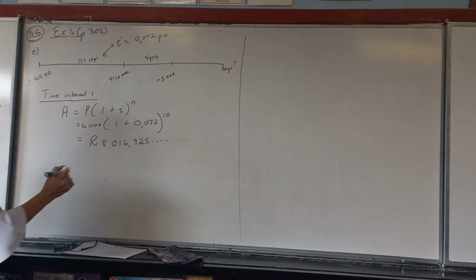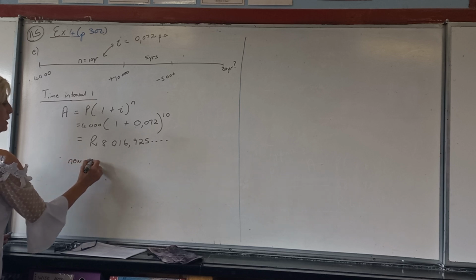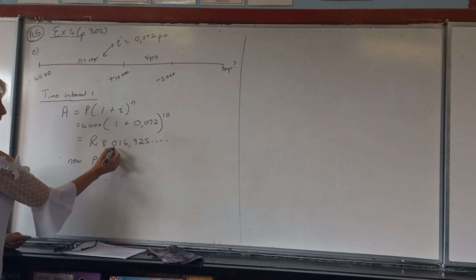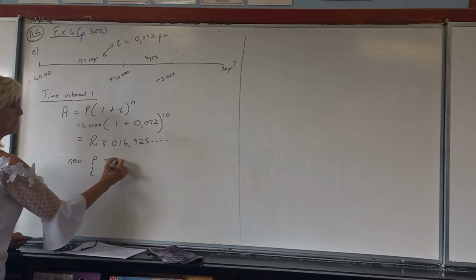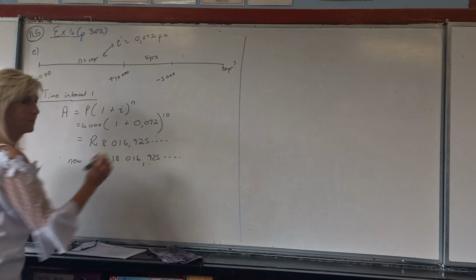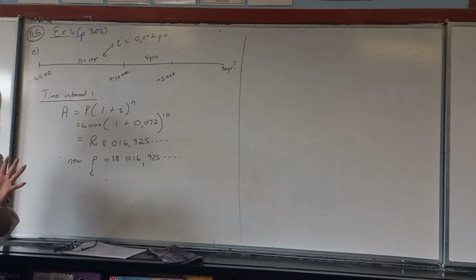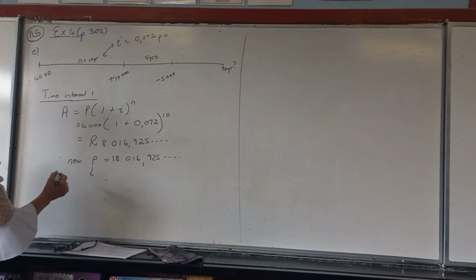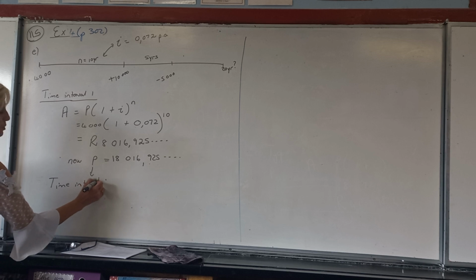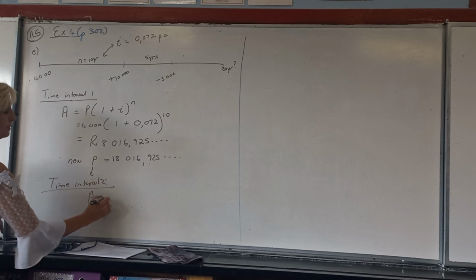Are you with me? So my new amount, or my new P for the second one, is going to be: take that amount and add 10,000, which is going to give you 18,016,925, blah, blah, blah. And don't touch your calculator because that amount is there completely. So for my time interval 2, my sum is going to be.